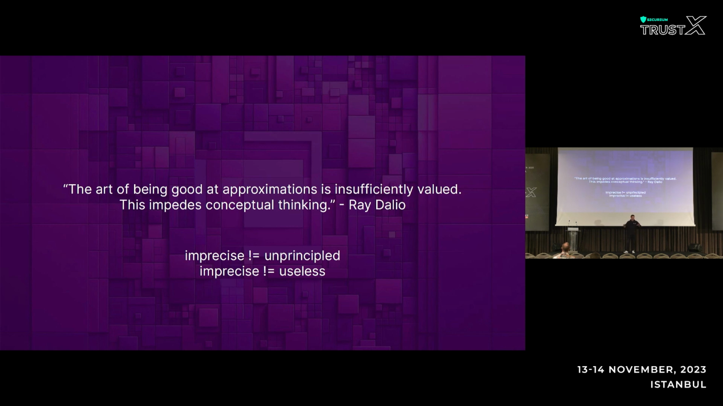One disclaimer for this talk is that there are some approximations used. When you're judging severities, you can't always be exact. Precision is great, but if you don't have precision, it doesn't mean that no useful information can be garnered from something.